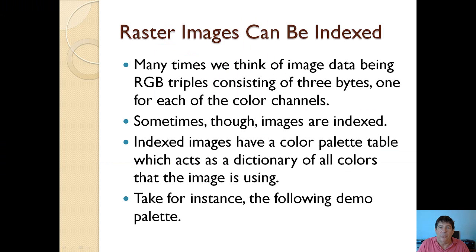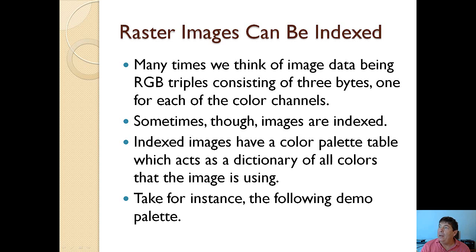So let's move on to the idea that raster images can actually be indexed. Many times we think of image data as being just simply RGB triples, and these consist obviously of 3 bytes, one for each of the color channels, red, green, and blue. But sometimes images are indexed, and what this means is that these types of images will have a color palette table which acts as a dictionary of all colors that the image is using.